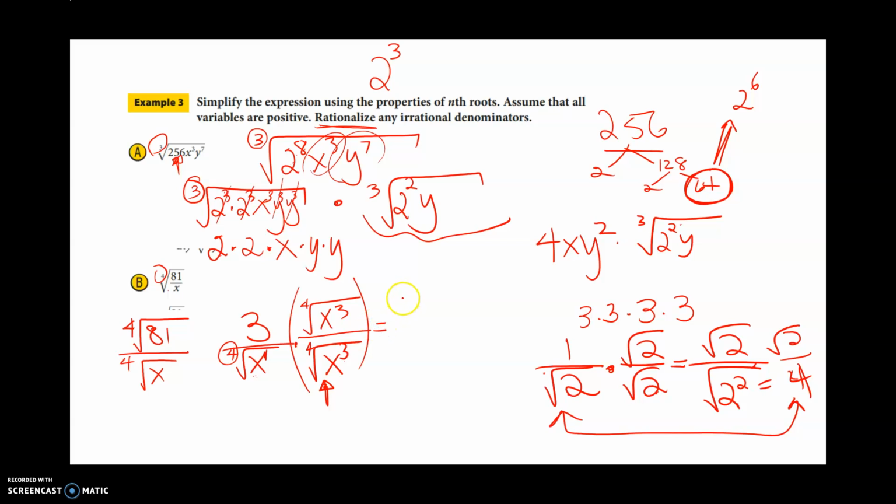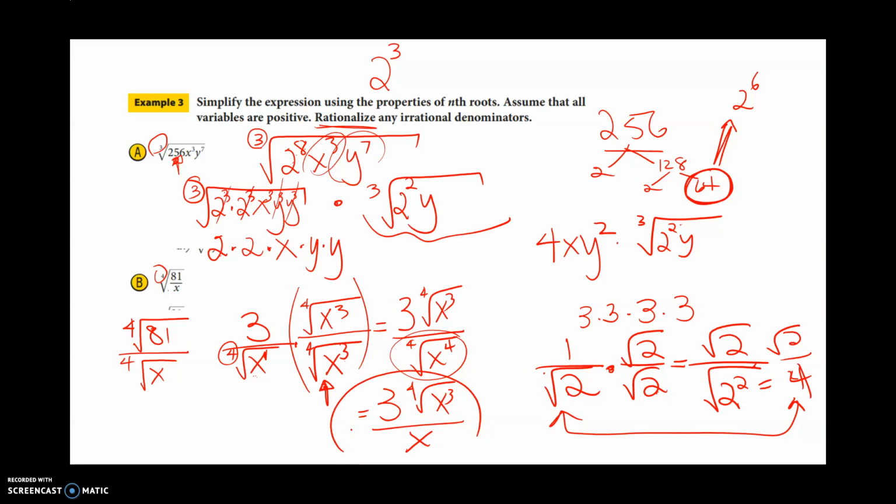So this becomes 3 times the 4th root of x to the 3rd over the 4th root of x to the 4th, right? That no longer will be in a radical. 3 times the 4th root of x to the 3rd over x. That is your answer. Okay?